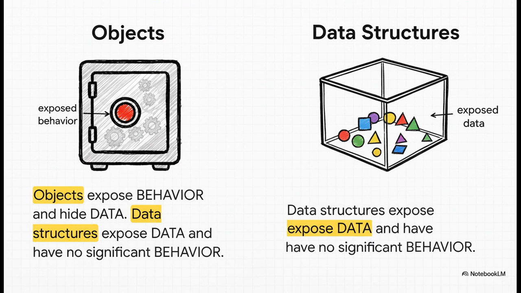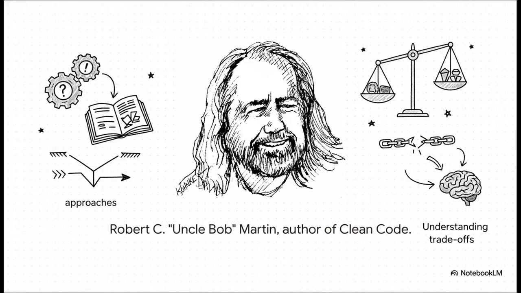So let's just bring this all home. This is the one thing to remember. Objects expose behavior and they hide data. Data structures expose data and they have no significant behavior. Choosing between these two consciously is one of the most critical design decisions you can make for the long-term health of your code. And that's the whole point.